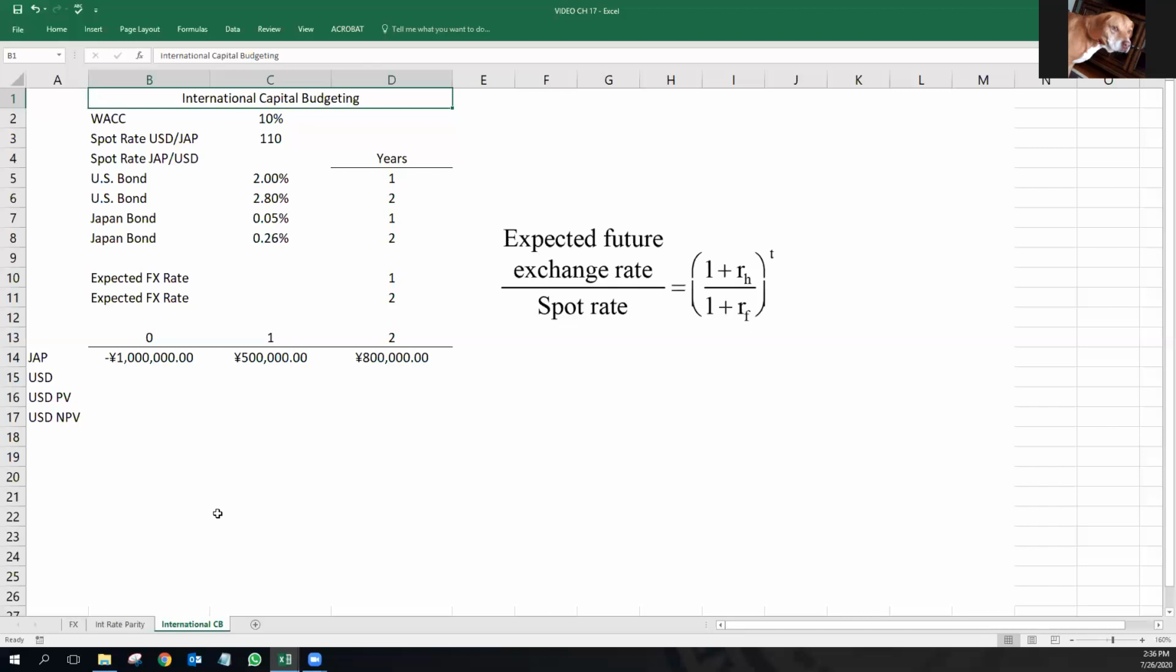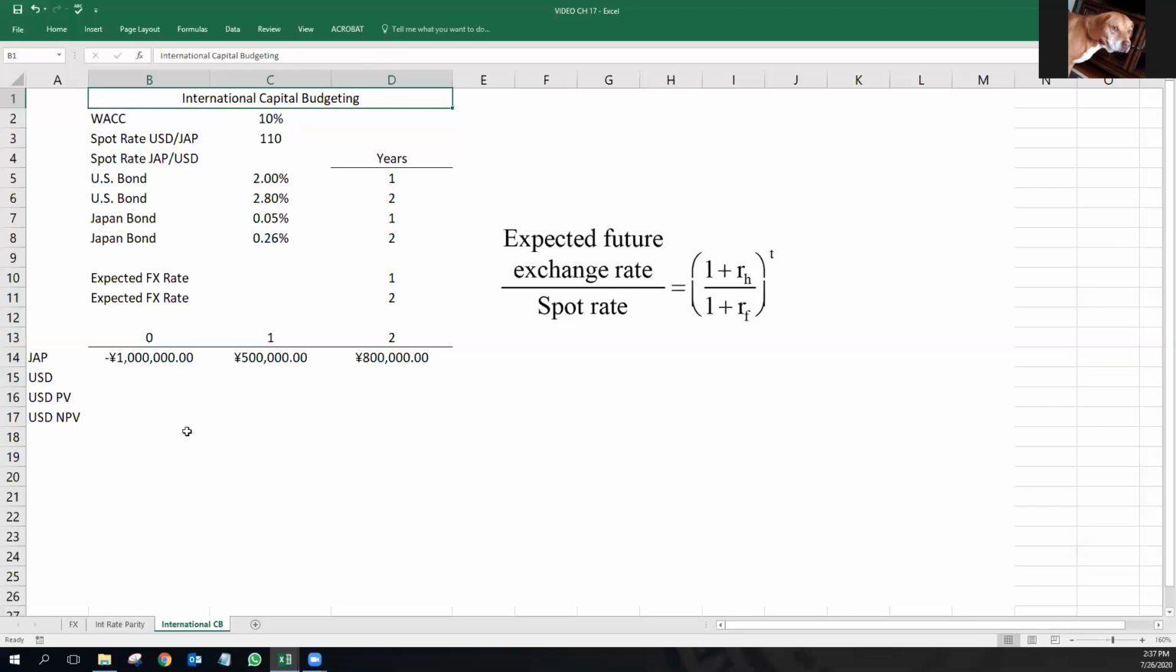So here we're going to do a simple net present value. We're already going to have the cash flows. We don't have to go through all that cash flow calculation, but in real life, that would happen. You go through the entire cash flow calculation, and then you apply the international conditions.